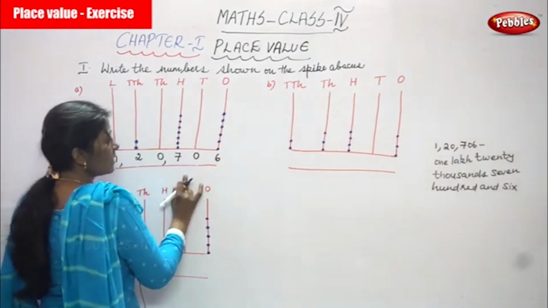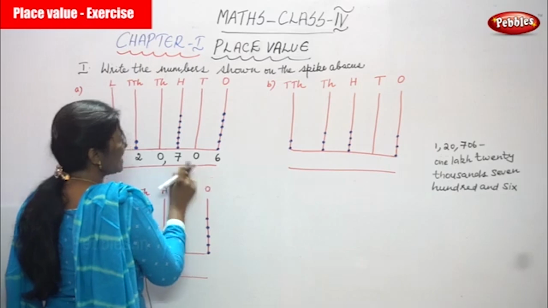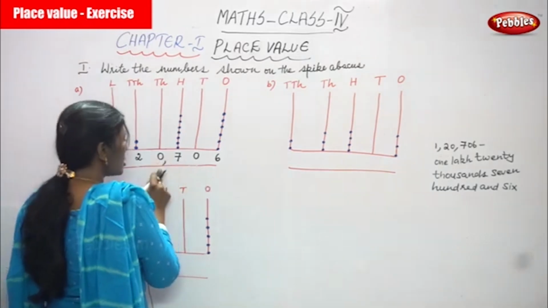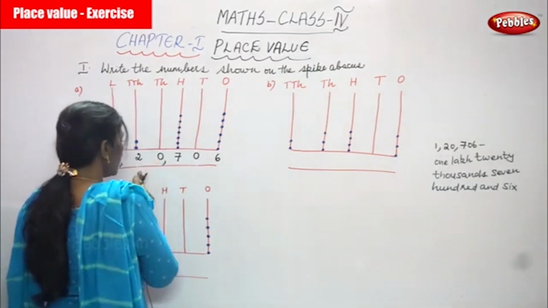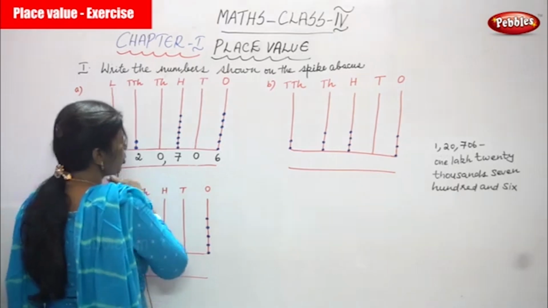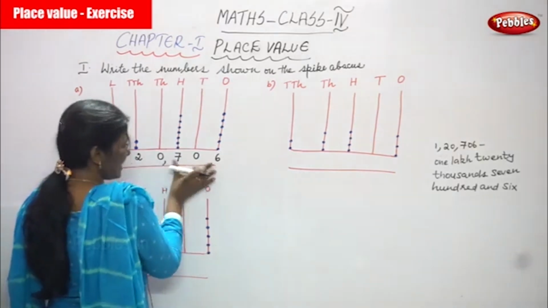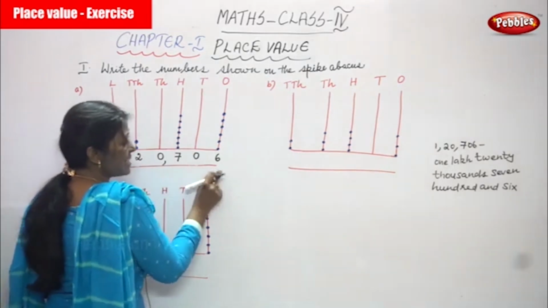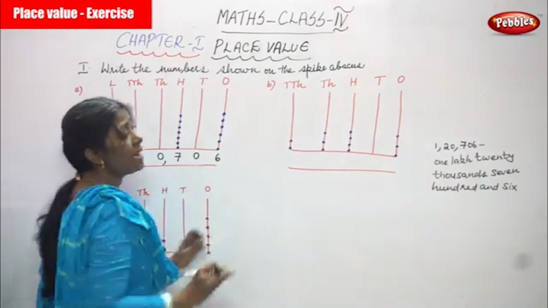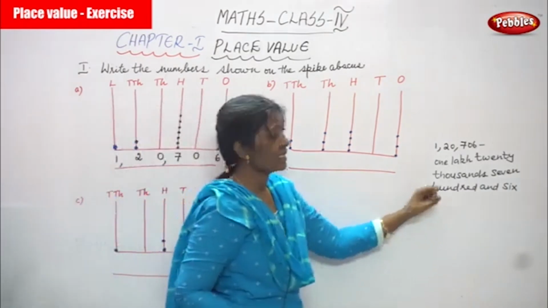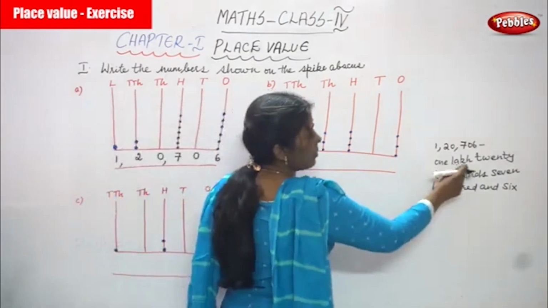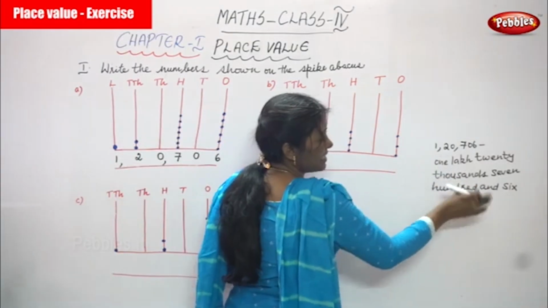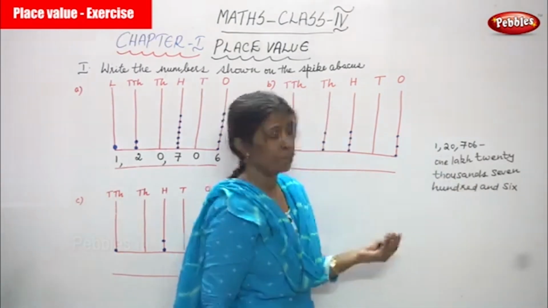So how are we going to read? That is 6 ones and 0 tens and 7 hundreds and 0 thousand and 2 ten thousands and 1 lakh. So if you write as it is, then you have to start reading 1,20,706. This is what you have to read, and this is what you have to write. This is a number name. So I've written the number name 1,20,706. So we'll go for the next sum.